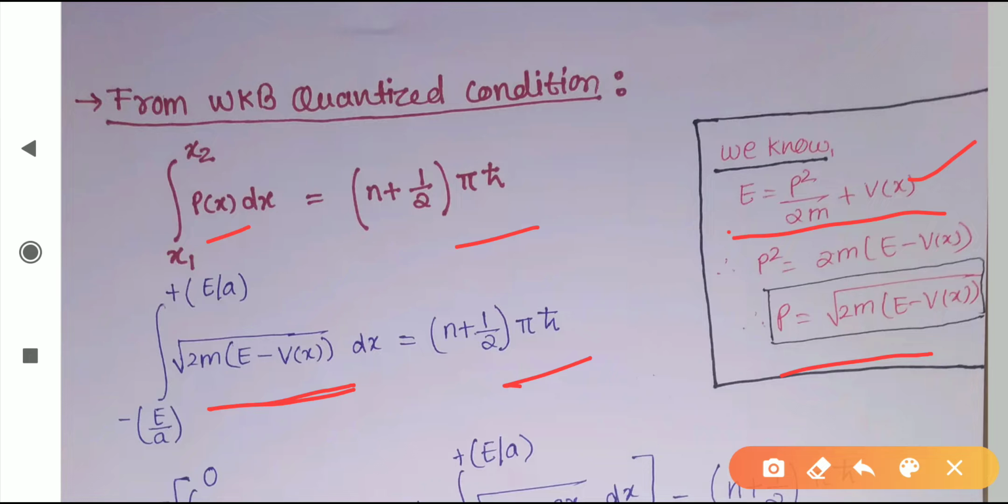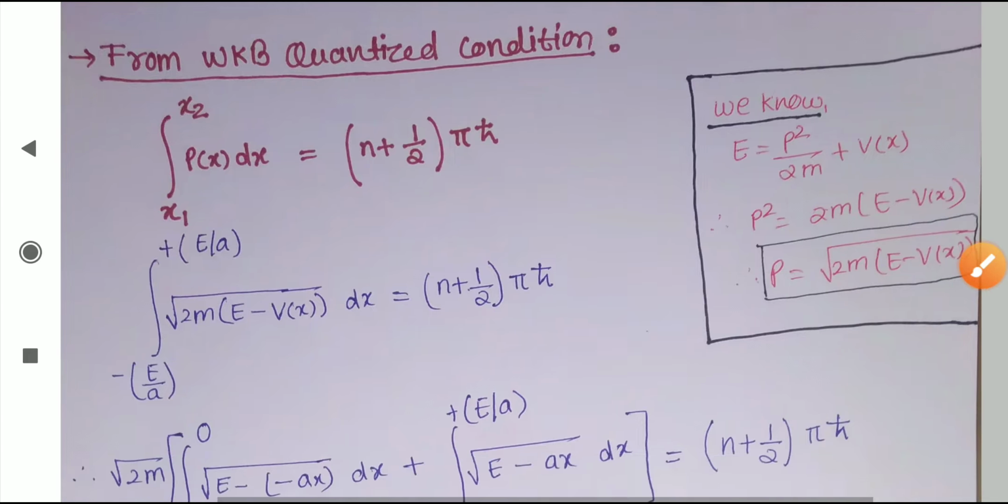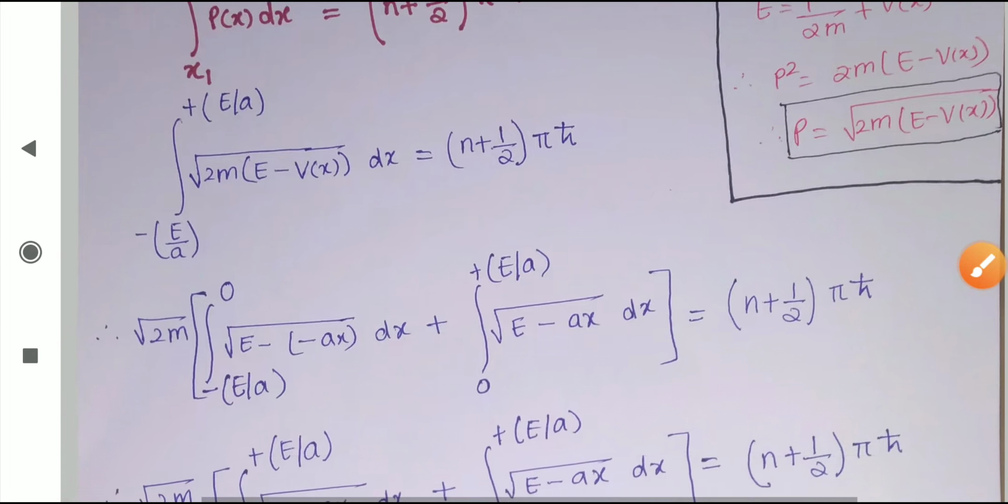And this limit we have got from the turning point, that is, this is the lower turning point, this is the higher turning point, the lower limit to higher limit. Okay, the x1, x2 values we have substituted here. Okay, now we will solve this further.